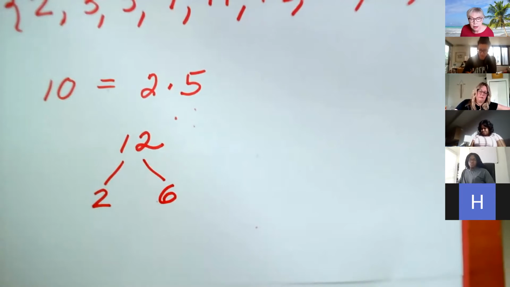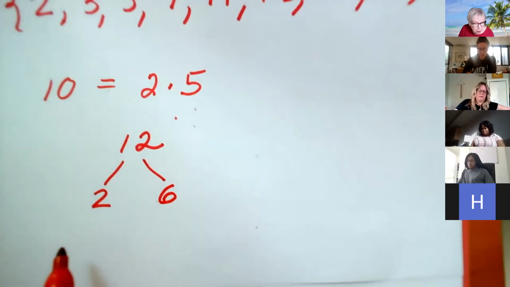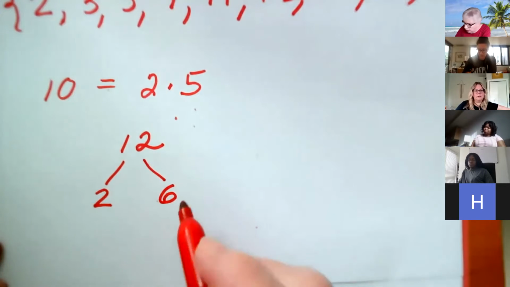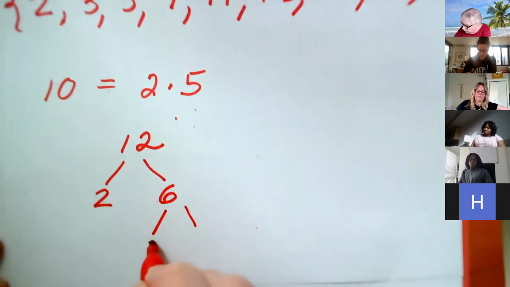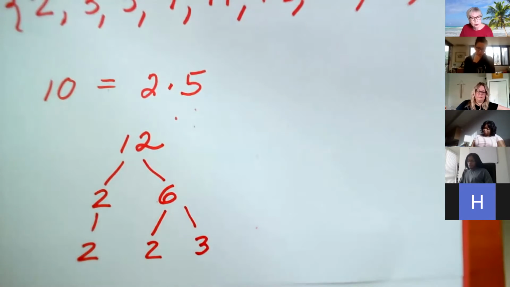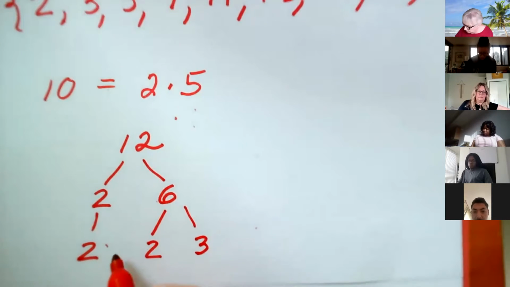Okay. Now 2 is prime, so there's no point in trying to break that down any further. But 6 does break down further. So 6 is not prime, but it could be broken down into 2 times 3. So what I ended up with, I'm copying that first 2. These are the prime factors of 12. So it's a pair of 2's, 2 times 2 times 3.